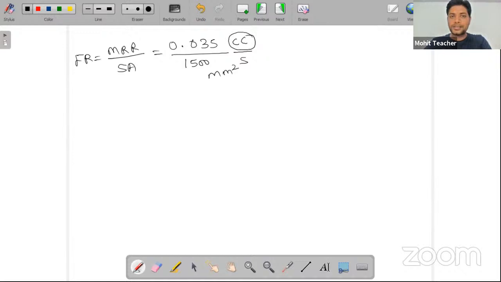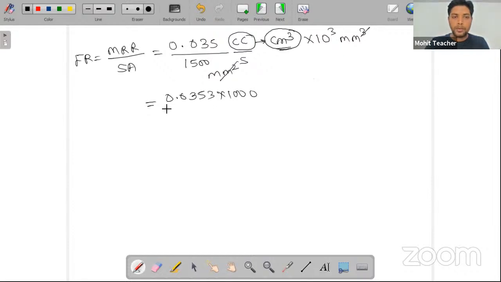So you can write this cc as cm cube. Now either you convert this to mm cube, or the other to centimeter square. Better we go for this conversion, centimeter cube into mm cube. 1 centimeter equals 10 mm, so just multiply by 10 raised to power 3. This will be mm cube, and this will cancel out. What remains is mm per second. Now, that is 0.0353 into 1000 upon 1500. When you calculate, how much are you getting?